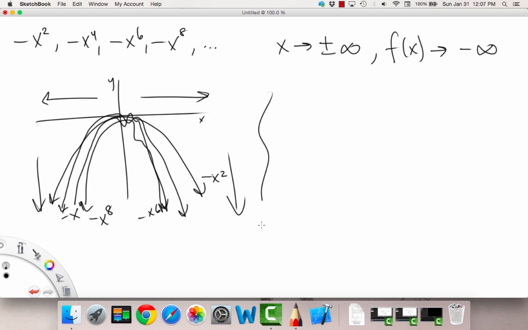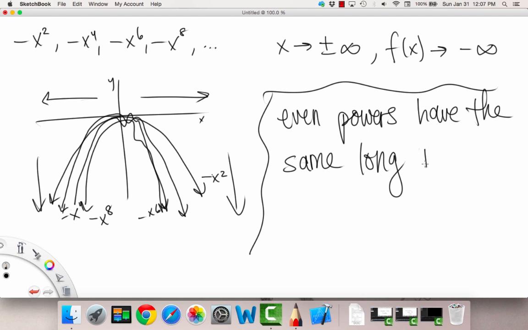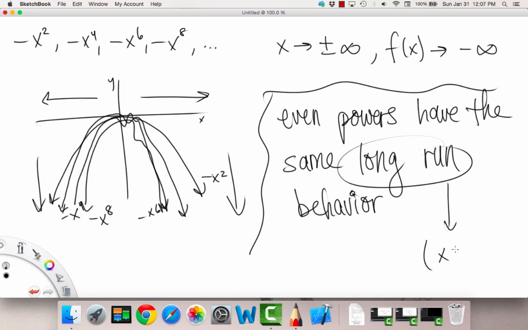So we can say from these examples that we've studied, even numbered powers, or even powers, have the same what's called long run behavior. And that term is pretty self-explanatory. It just means, how is your function behaving, or what is it doing in the long run? Long run meaning as x goes to plus and minus infinity.